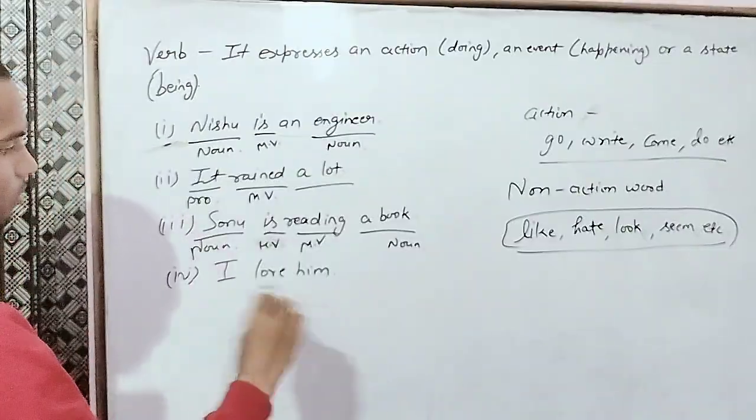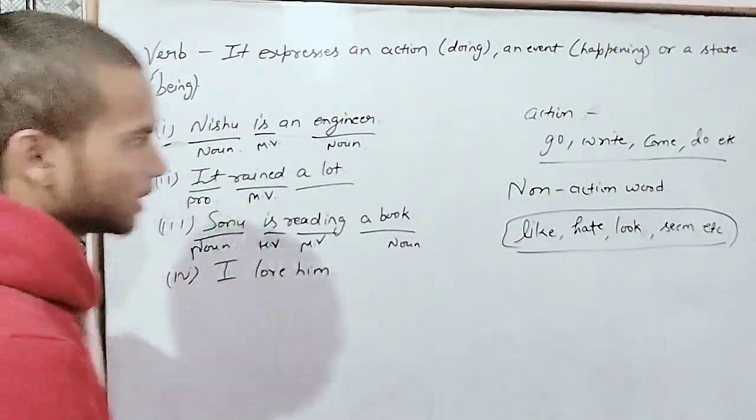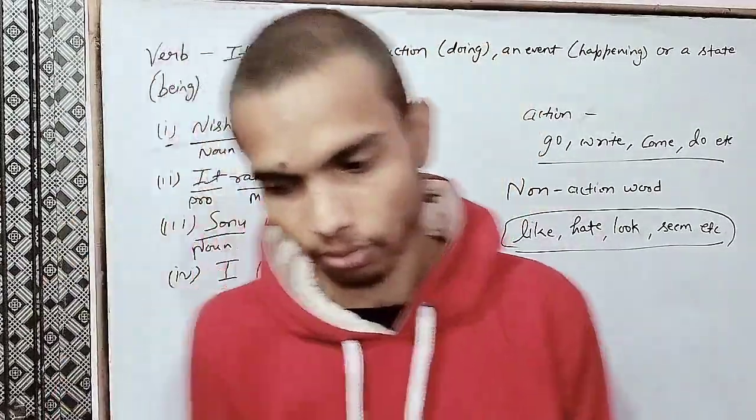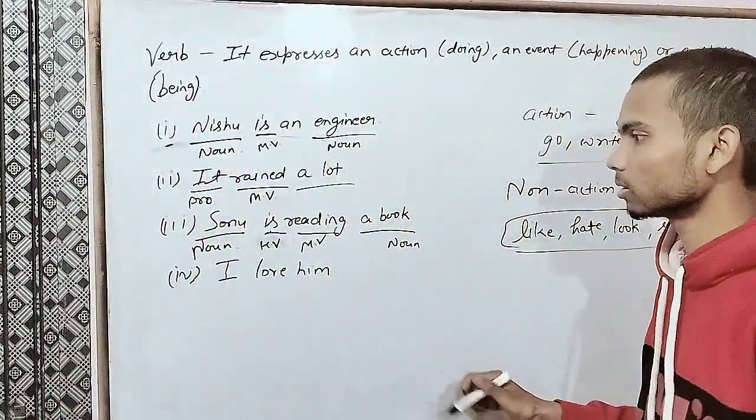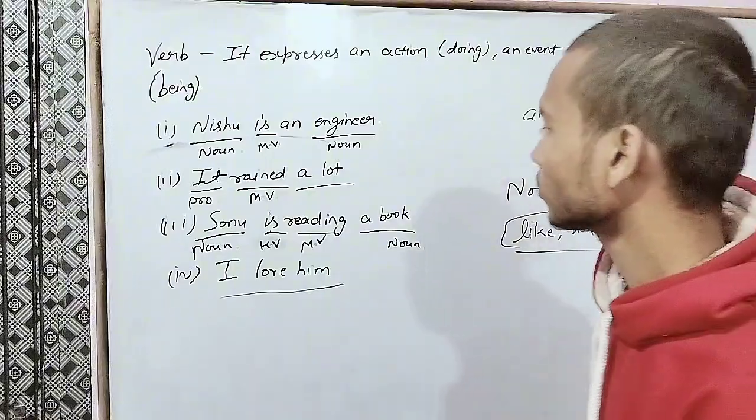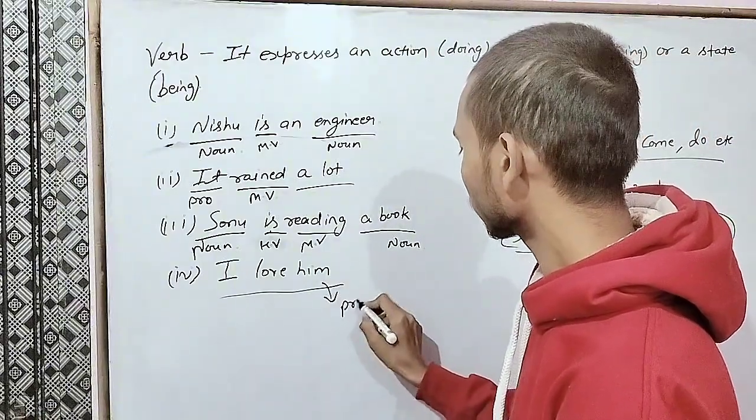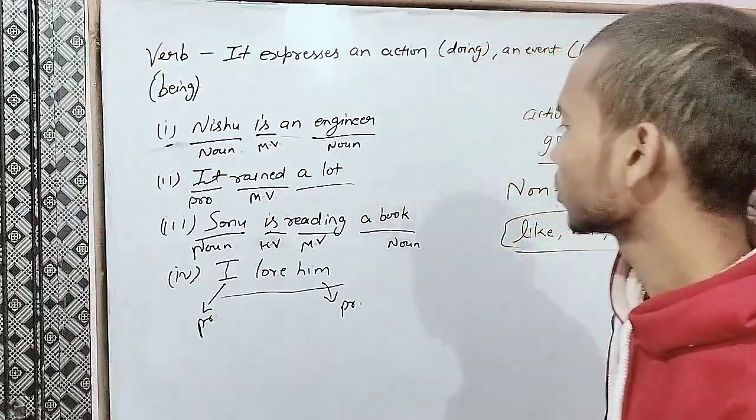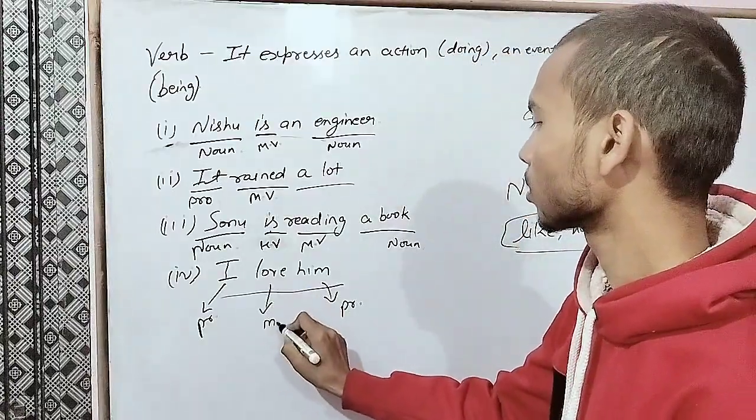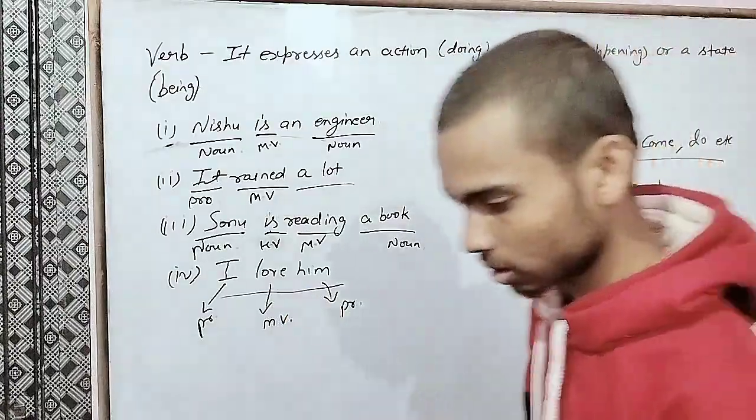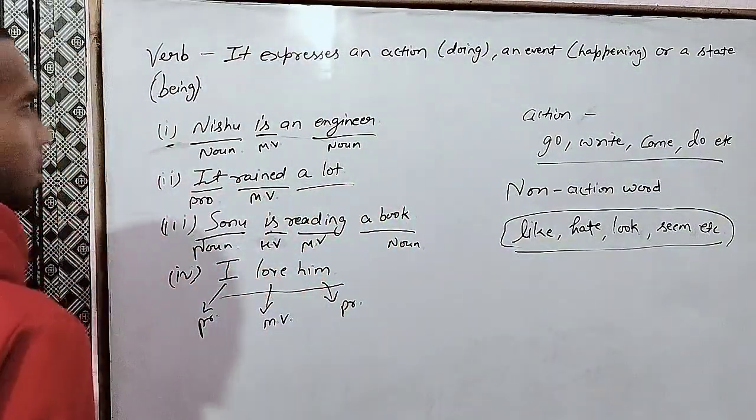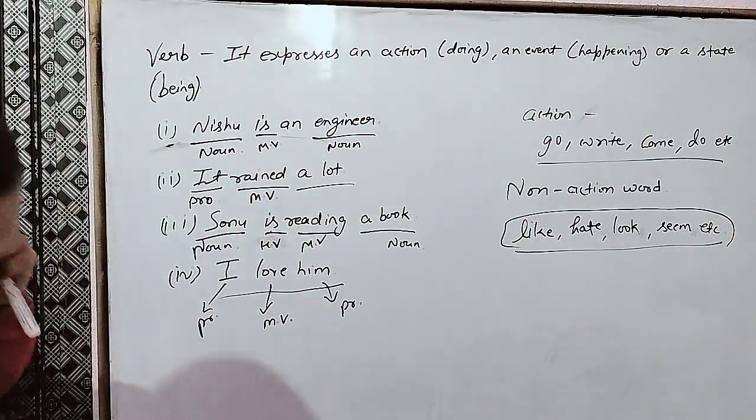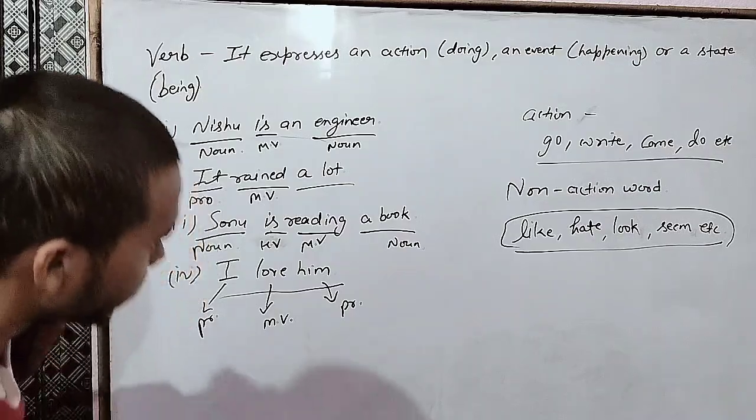I love him. So here this is love, which is a non-action word. Did you understand? Now let's discuss details about verb.